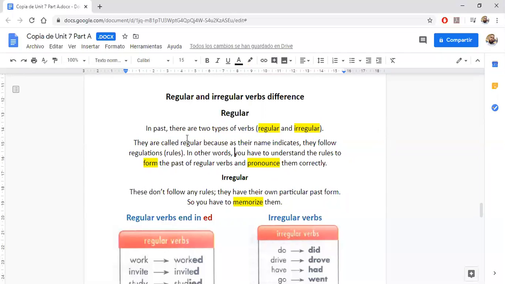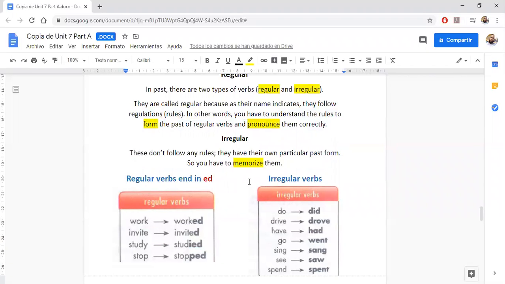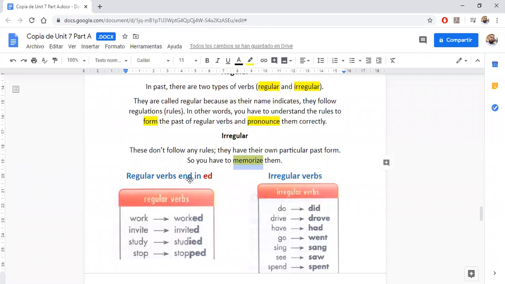They're called regular because, as their name indicates, they follow regulation, rules. In other words, you have to understand the rules to form the past of regular verbs and pronounce them correctly. So the pronunciation matters. Now, irregular verbs don't follow any rules. They have their own particular past form. They are unique, they are special. So you have to memorize them. And yes, this is the difficult part of it. I'm gonna try to have activities with them so you can memorize them.